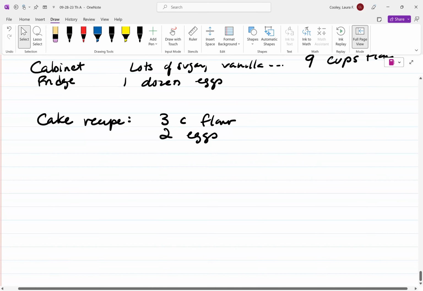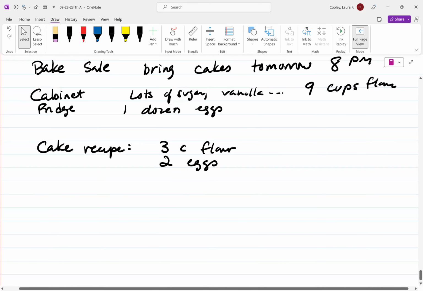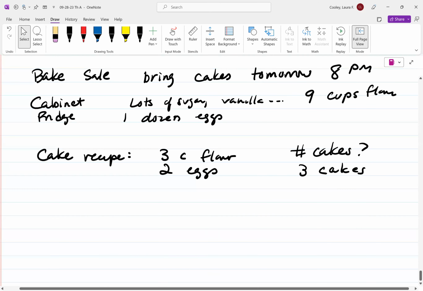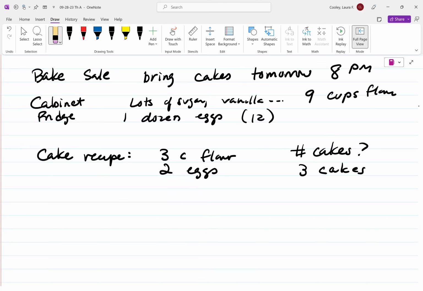So you're thinking, okay, how many cakes can I make if I have 9 cups of flour? What's the number of cakes that you can make? 3 cakes. It's obvious that it's 3 cakes. How did you figure that out? Well, there are actually more eggs than cups of flour. Why is flour scarce? Because you need more, right? You'll run out of the flour first.